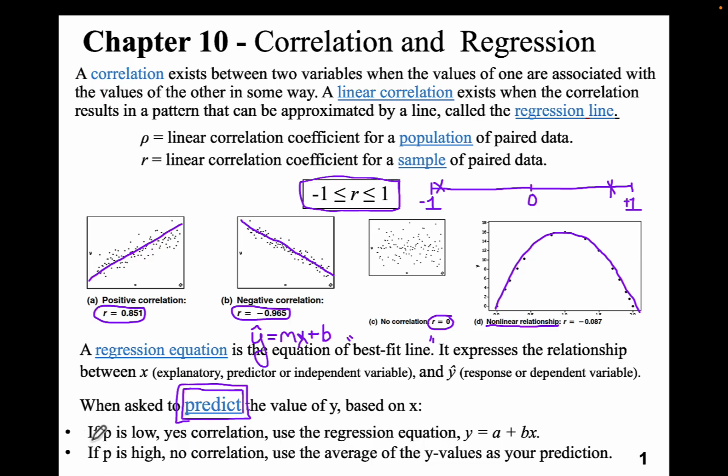Here we go. This option, if p is low, and you guys know what that means. That means if the p-value is lower than the significance level, then we're going to conclude that yes, there's a correlation between the two variables. And if that's the case, we're going to use that regression equation, y hat equals a plus bx, to make our prediction. This might look backwards to you, and we switched the b right here from the m to a b. You guys, don't let this confuse you.